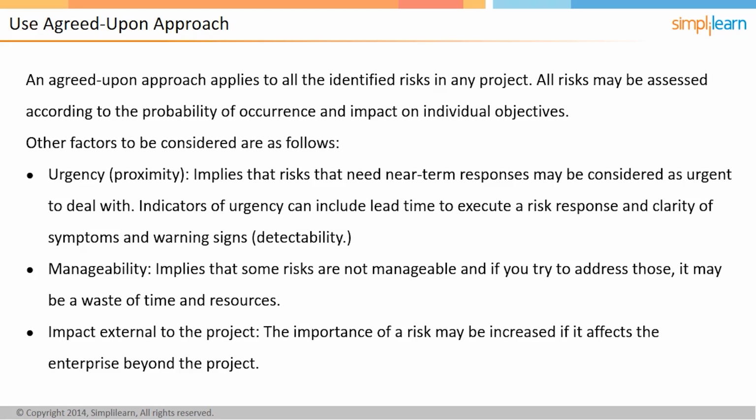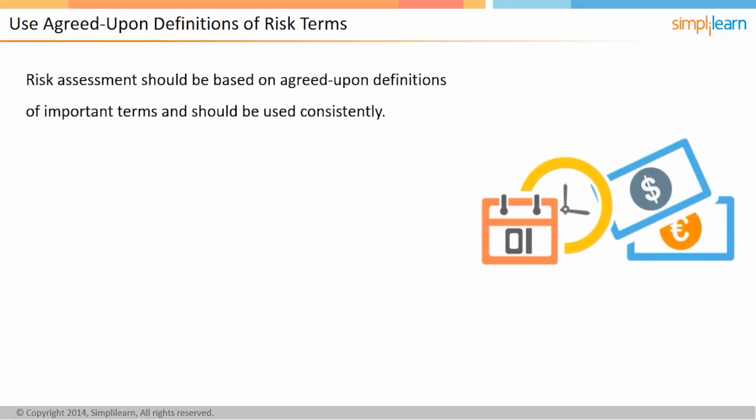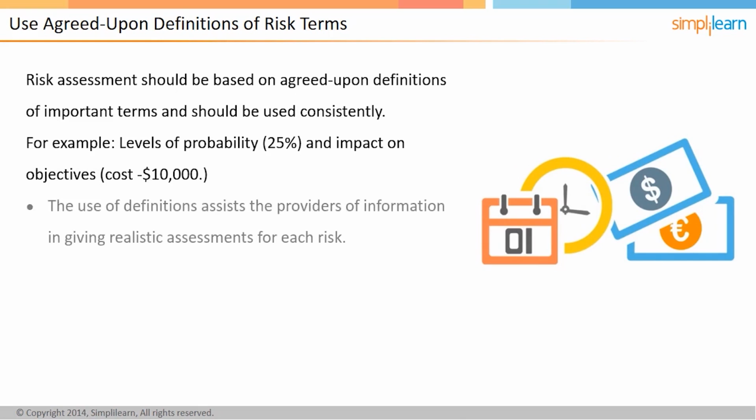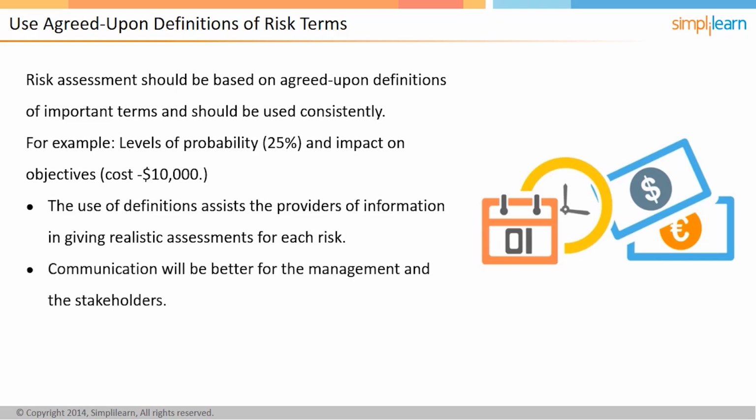In the next screen, we will look into the next critical success factor, that is, use agreed-upon definitions of risk terms. Risk assessment should be based on agreed-upon definitions of important terms and should be used consistently. For example, levels of probability, 25%, and impact on objectives, cost, minus $10,000. The use of definitions assists the providers of the information in giving realistic assessments for each risk. Communication will be better for the management and the stakeholders.